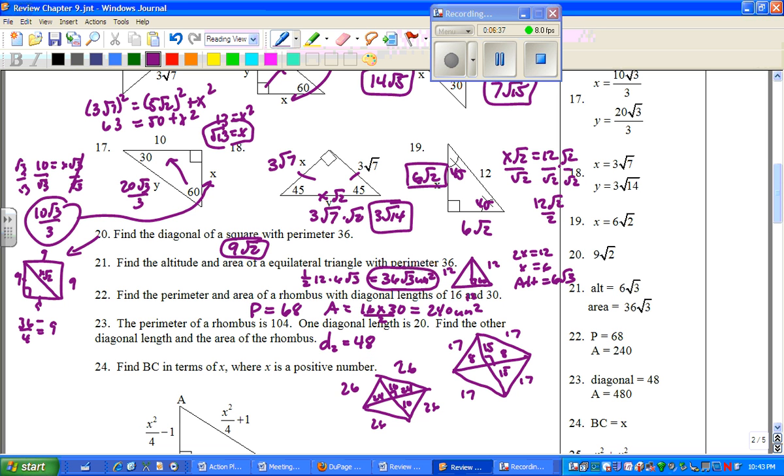Find the area of the rhombus. Well, then you take the two rhombus diagonals, 20 times 48, and divide that by 2, and you end up with an area of 480 units squared.